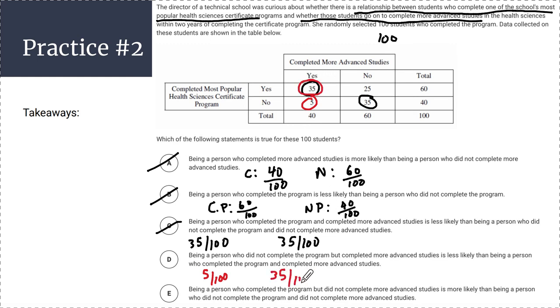35 out of 100 completed the program and completed advanced study. So being a person who did not complete the program but completed more advanced study is less likely. Oh, that is true. It is less likely. So we have D there.